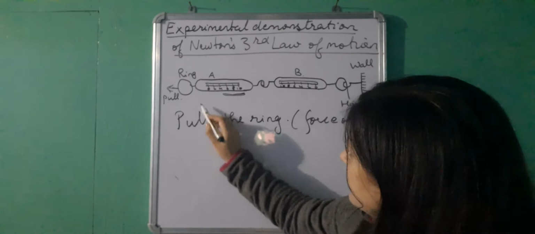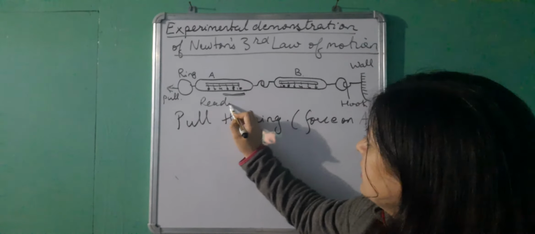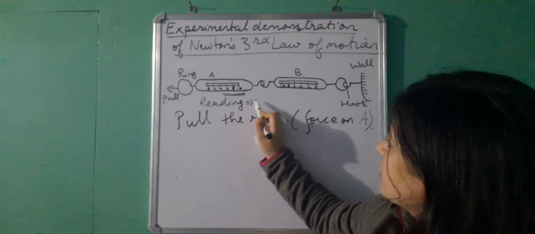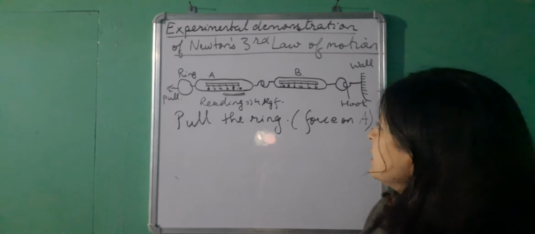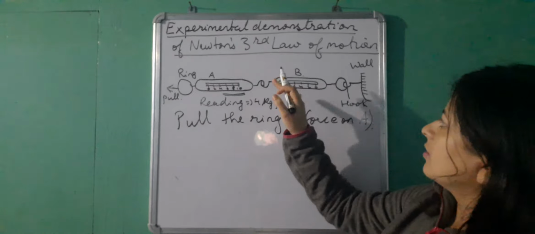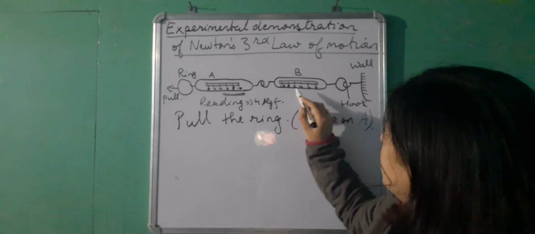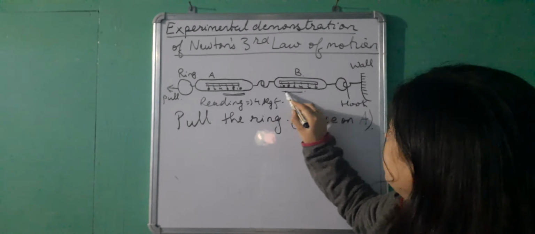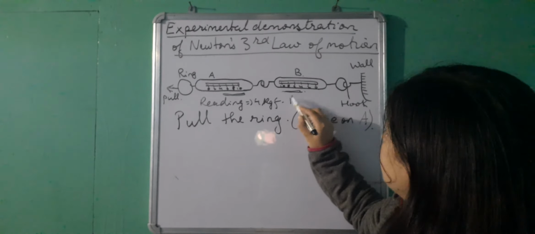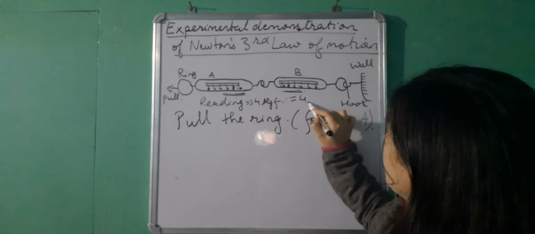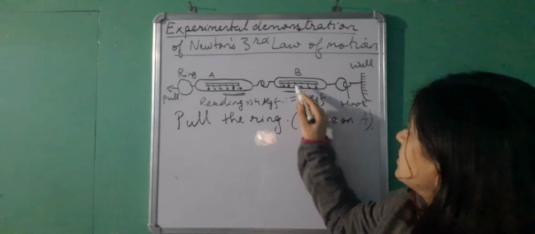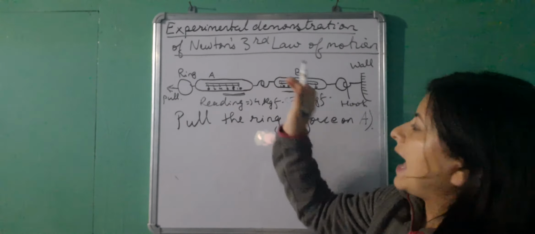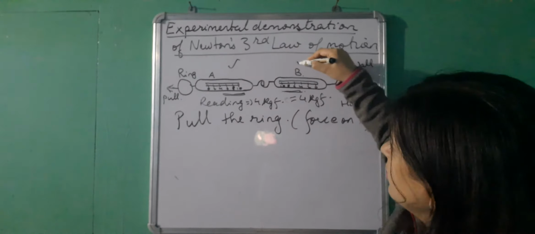Say the reading is, after pulling, say you applied a force of 4 kilogram force here on spring balance A. Alright, now without doing anything on the spring balance B, you will see that this will automatically show you a reading of, again here also, reading will be equal to 4 kilogram force. Now we have not done anything to the spring balance B. How did this show some reading? It is because of the action of A on B.